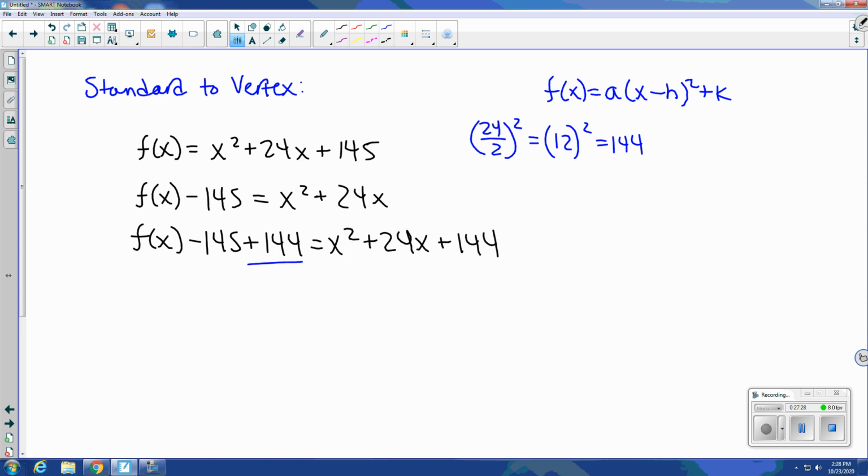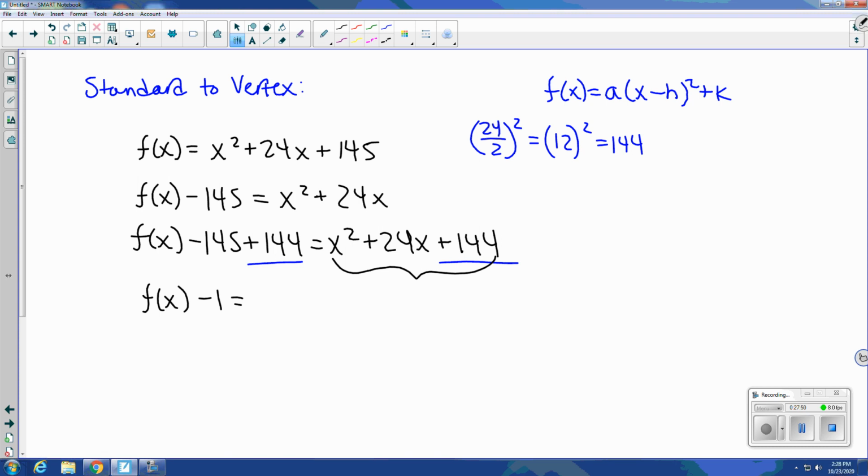So we've added our b over 2 squared to both sides. Now let's simplify this left side. So we have f of x minus 1 equals, now again, once we've completed the square, this should be a perfect square trinomial in the sense that when I factor it, I get a duplicate factor pairing.